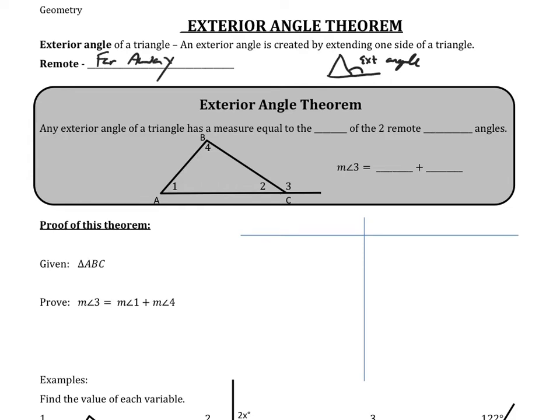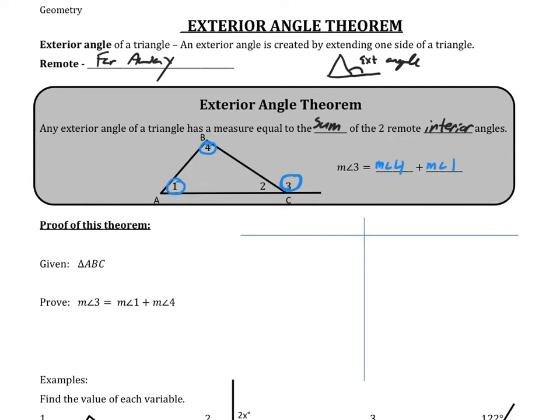So the exterior angle theorem says that any exterior angle of a triangle has a measurement equal to the sum of the two remote interior angles. So in this picture, our exterior angle is angle 3 here, and our remote interior angles are angle 4 and angle 1. They're the ones that are not adjacent to angle 3. So that means the measurement of angle 3 is going to be equal to the measurement of angle 4 plus the measurement of angle 1.